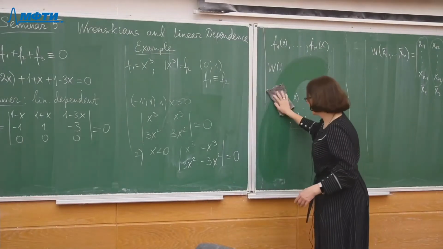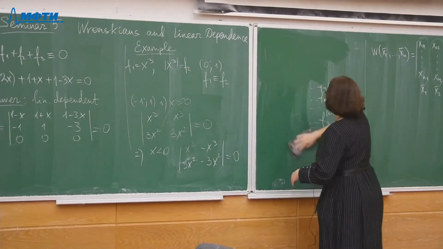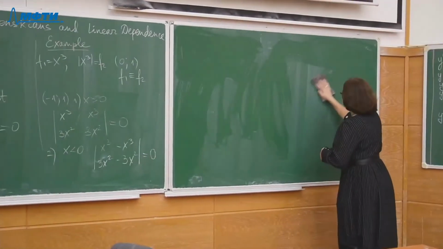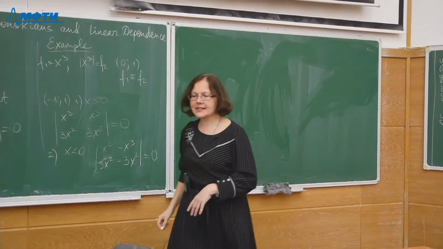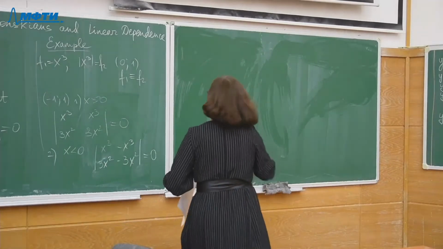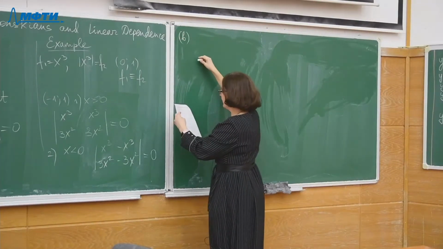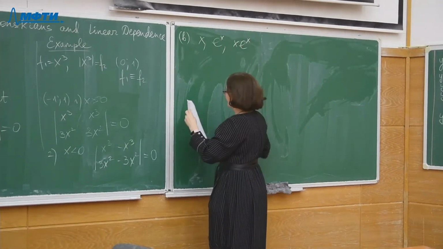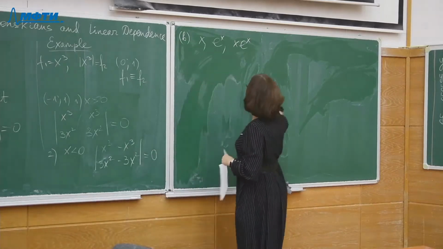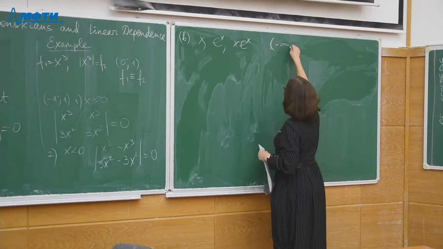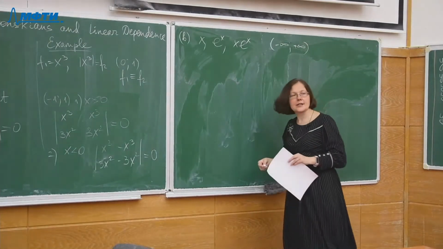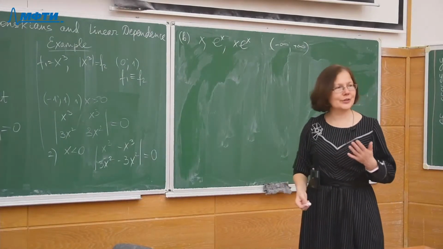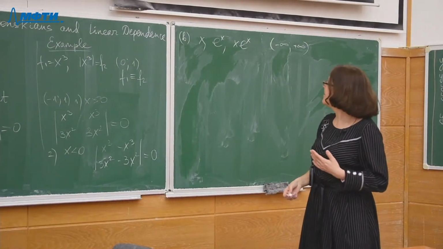Let's try to solve the second part of this task. So the second question. Okay, let's consider the functions. So part B will be the functions x, x e to x, and e to x. Let's check whether they're linearly dependent or independent on the interval from negative to positive infinity. So x is any real number. Let's try to check. Maybe f1 equals x, f2 equals x e to x, and f3 equals e to x.